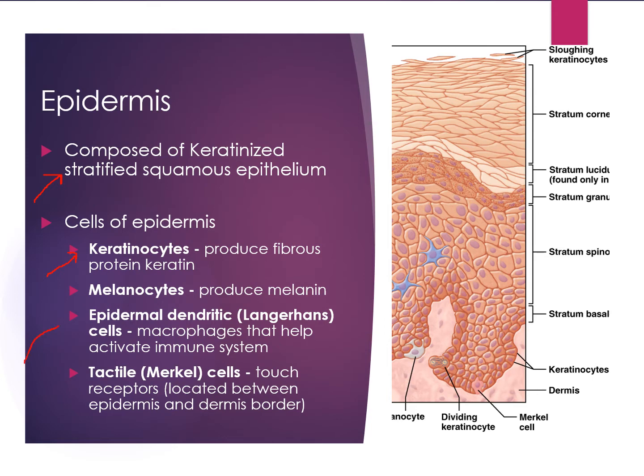Epidermal dendritic cells or Langerhans cells. These are macrophages that help activate the immune system to defend the body from microbes that would enter through the skin. And at the border between the epidermis and dermis, we have tactile cells, also called Merkel cells. These are touch receptors.